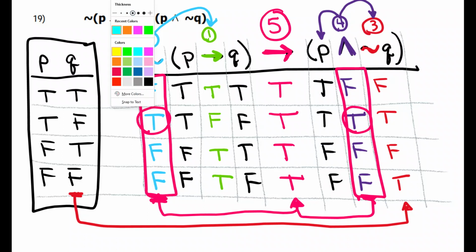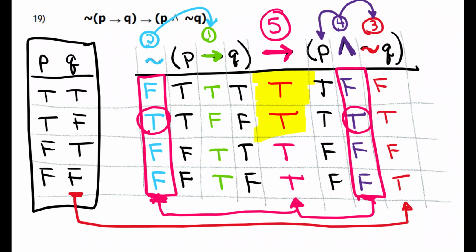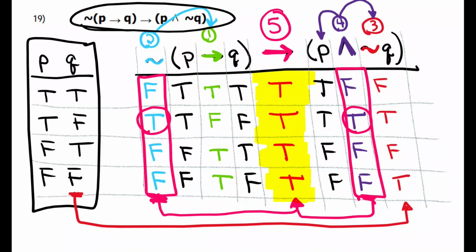So this is a tautology. When I look at this, this is my final column. It's all T's. That's a tautology. And that means that this thing that we were given right here is a valid statement, whatever the P's and the Q's and words represent. We're just doing the truth table. So, and that's number 19.